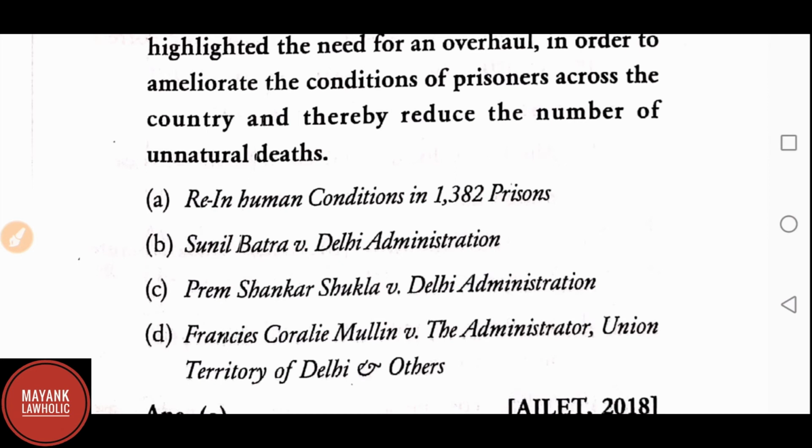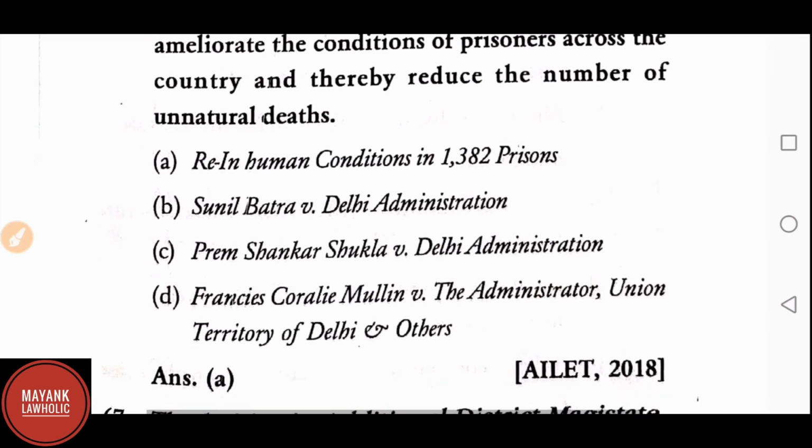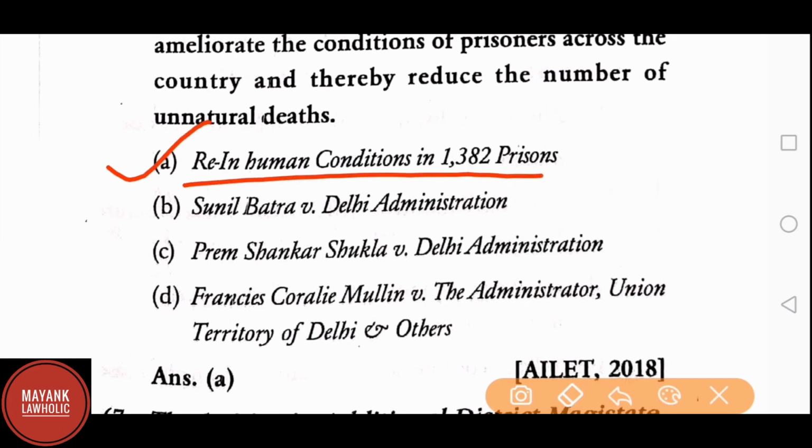Option A. Inhuman conditions in 1382 prisons. B. Sunil Batra versus Delhi Administration. C. Prem Shankar Shukla versus Delhi Administration. D. Francis Coralie Mullin versus the Administrator, Union Territory of Delhi and others. The correct answer is A. Inhuman conditions in 1382 prisons.